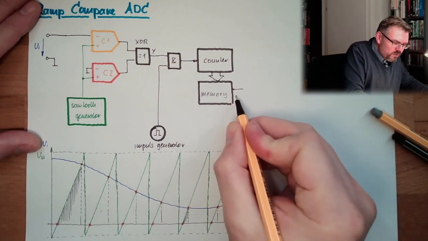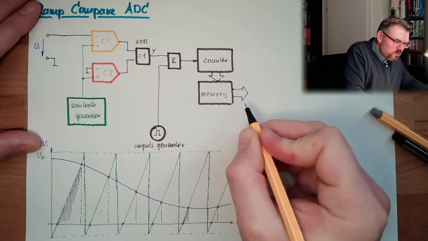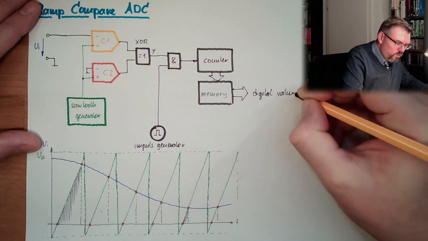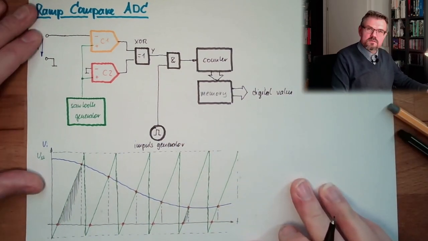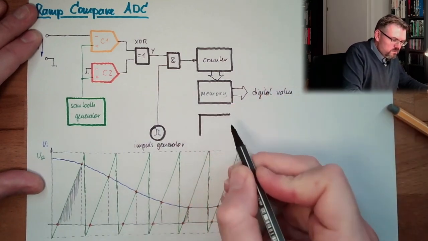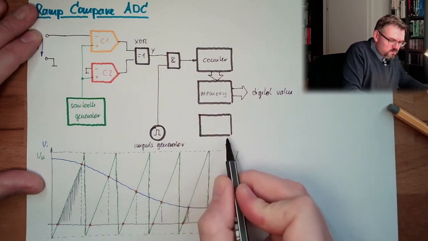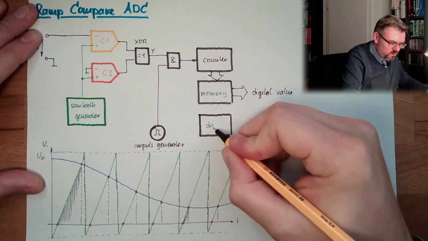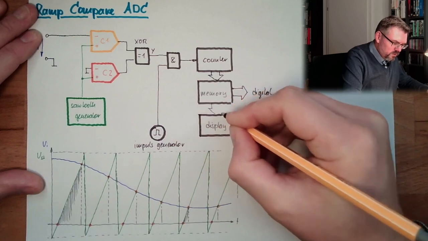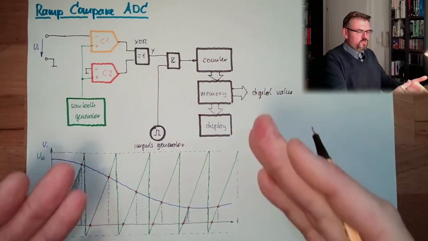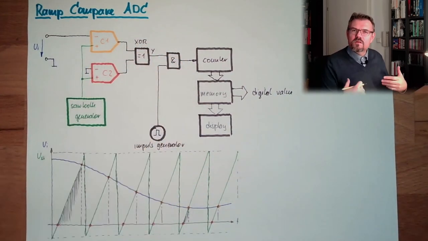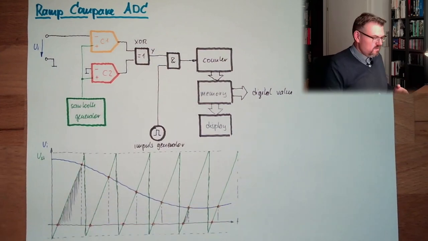And here we have my digital output. So here I have a digital value reflecting this. Or some even have a display already. And we might also transfer this to the display from the memory. We can look inside the memory. And so it's somehow decoupled. I don't see the counter counting, I only see the end value, because this is what I'm interested in.